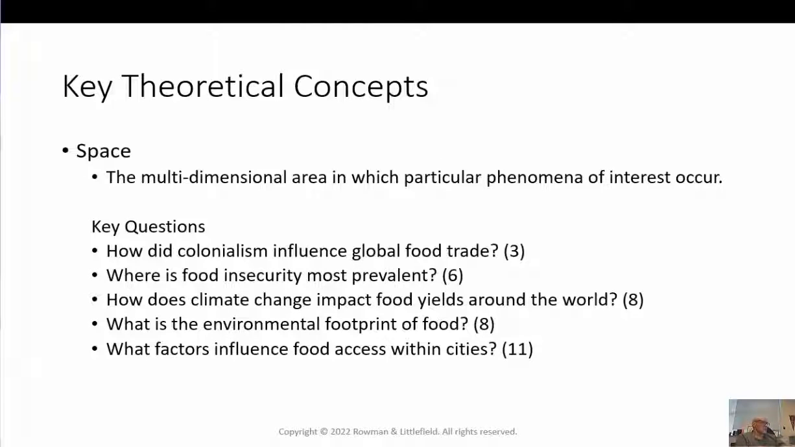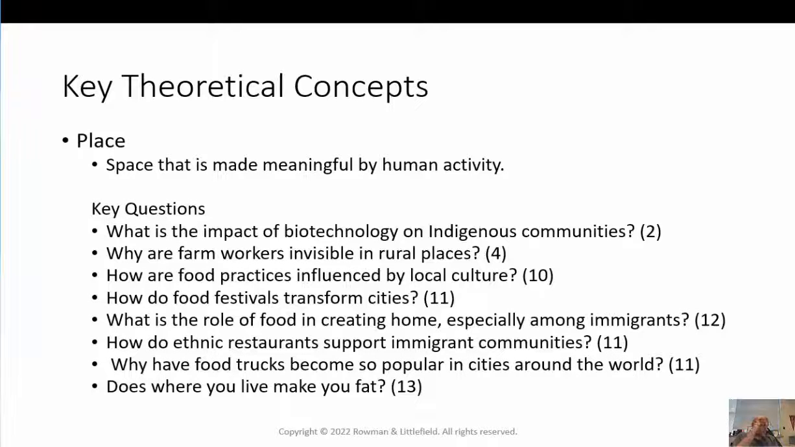Some of these facets or theoretical concepts include colonialism's impact on global food trade. Where is food insecurity most prevalent? We're going to look at some research papers that do that, done by NCCU faculty and staff. How does climate change impact food yields, and what is the environmental footprint of food? And then what factors influence food access within cities?